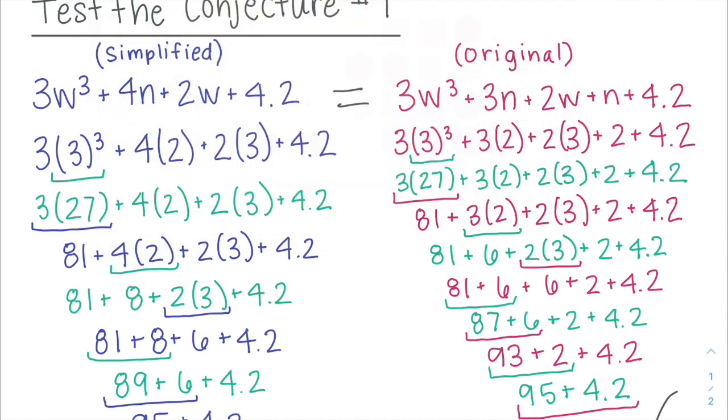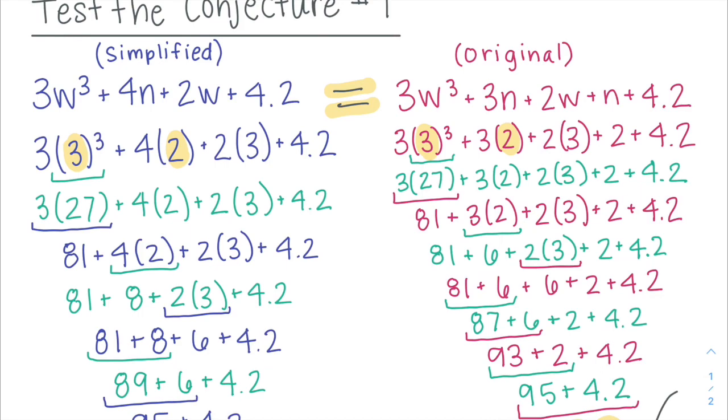But as you can see at the end here, for my simplified expression, I got an answer of 99.2 when I substituted 3 for w and 2 for n. On the right hand side, the original expression, again, I substituted 3 for w and 2 for n, and I still got an answer of 99.2. So these expressions are equivalent.